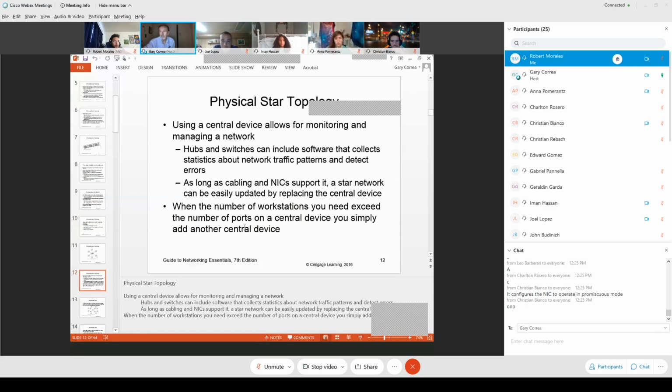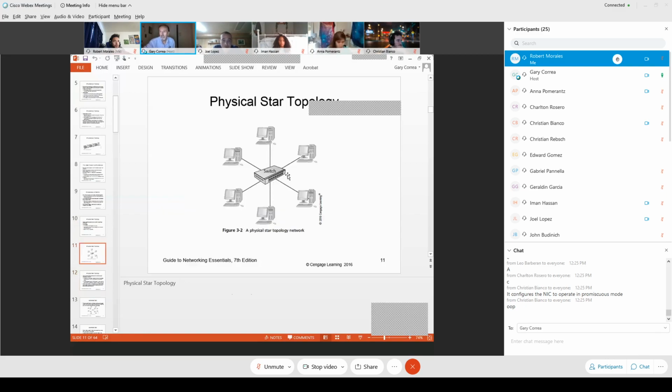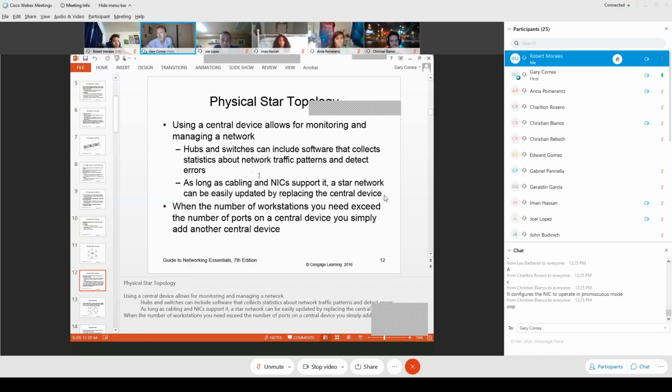Let me try to show you that one. Let's say this was an 8-port switch, and we need 8 more ports. We could do one of two things. We could add another 8-port switch on top, and now we'd have 16 ports. Or, here's the biggie, we could throw this out and buy a 16 or 32-port switch and put it in. So we could either replace that switch with one with more ports, or buy another 8-port switch and add them together to get 16. That's what this means: number of workstations exceeds the number of ports, you simply replace the central device or add another central device.